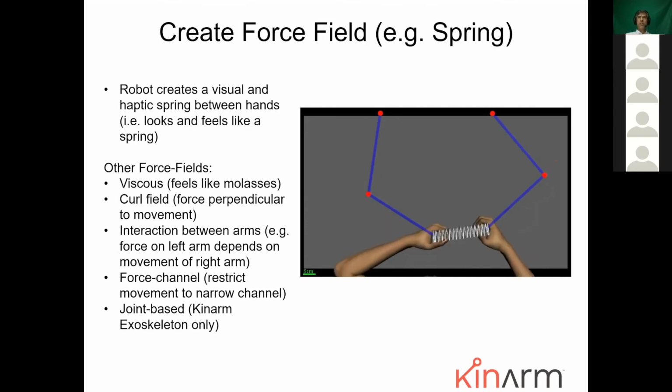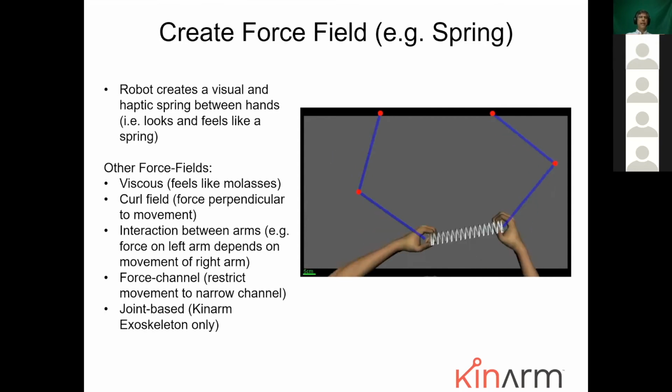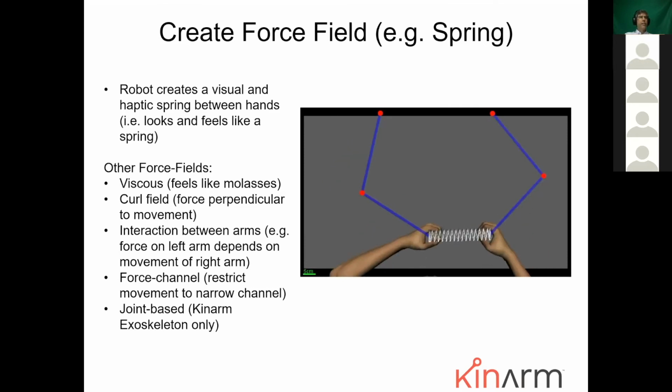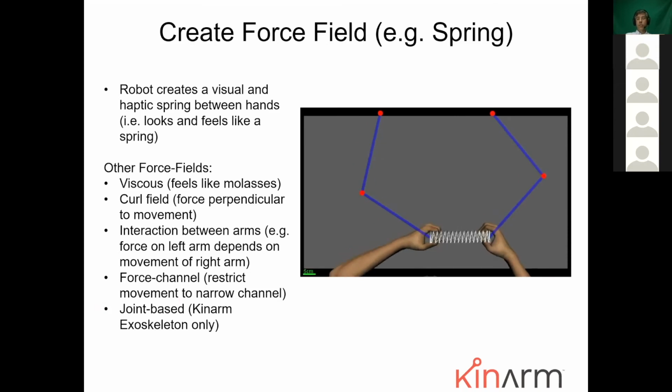And so it feels like basically you're constraining movement to sort of 1 degree of freedom, which is kind of an interesting paradigm. And last, again, if you had an exoskeleton, you can create various force fields in a joint-based reference frame.